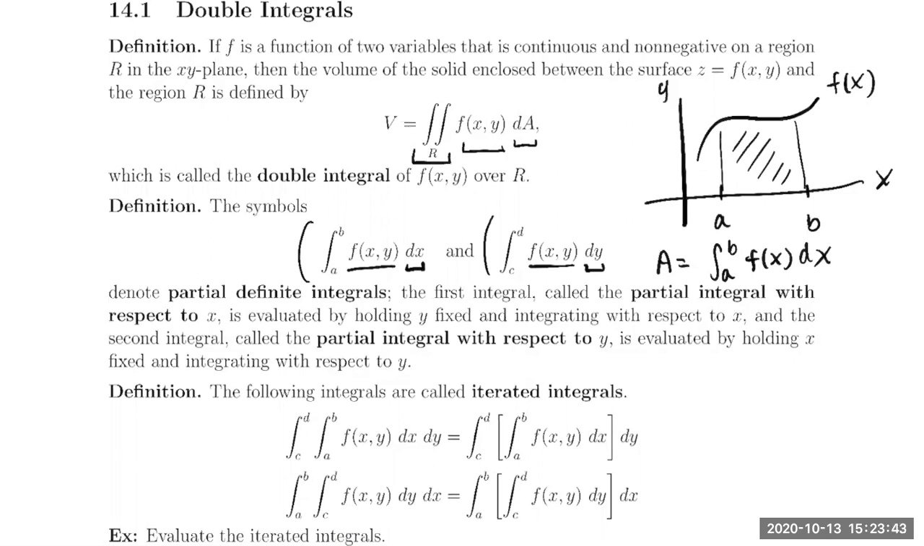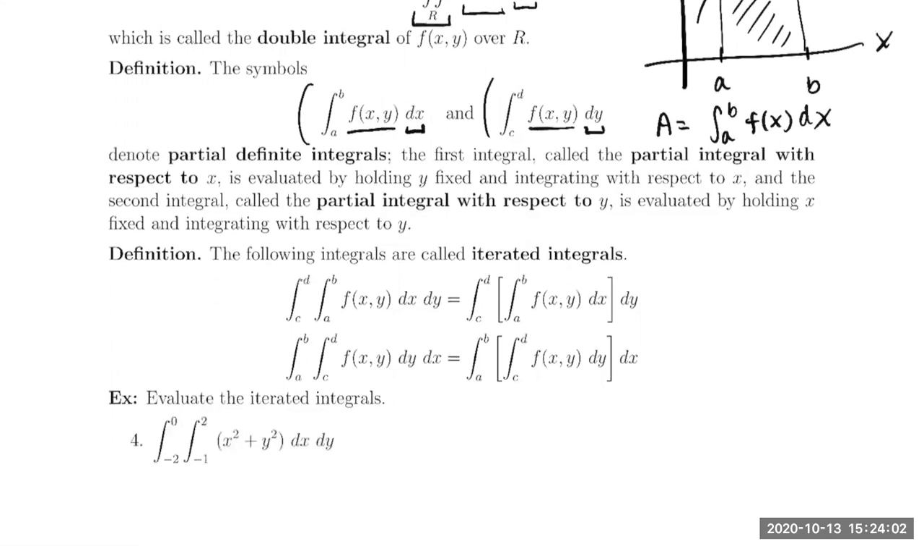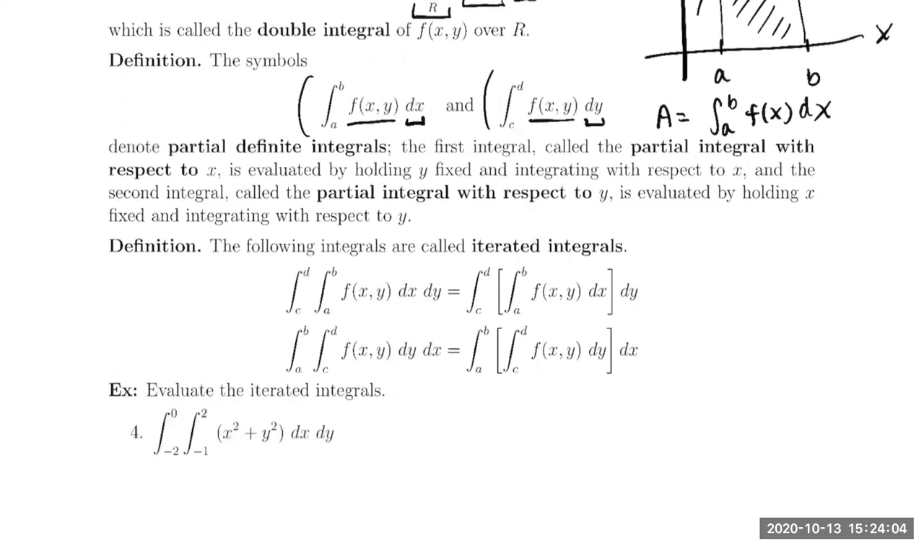So the first integral is the partial integral with respect to x, and in that case, we're going to hold y fixed, and we're going to integrate with respect to x. And similarly, the second integral is the partial integral with respect to y, where x is being held fixed. Now we can work with these together, and we have what's called iterated integrals right here in this definition.